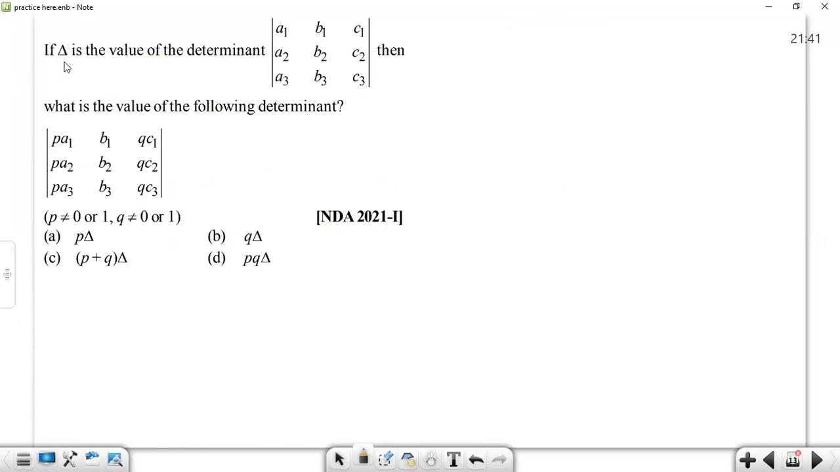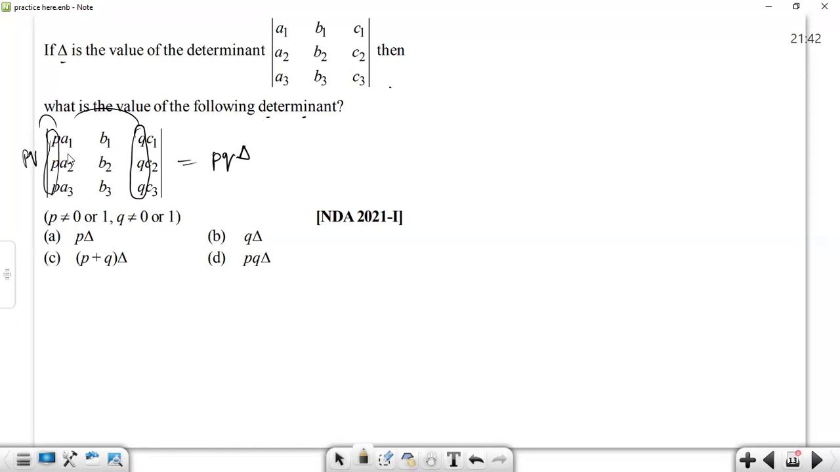If delta is the value of the determinant, then what is the value of the following determinant? The following determinant is somewhat the same. If we observe, the first column got multiplied with P. The third column got multiplied with Q. Otherwise, it's the same as the earlier determinant. So we can just take them common, PQ into whatever remaining is. So we can write it as PQ into delta.